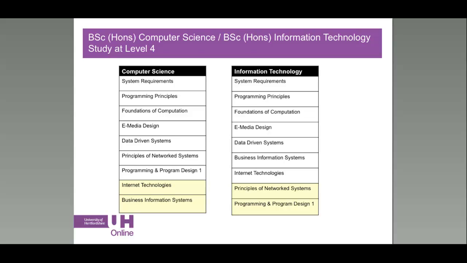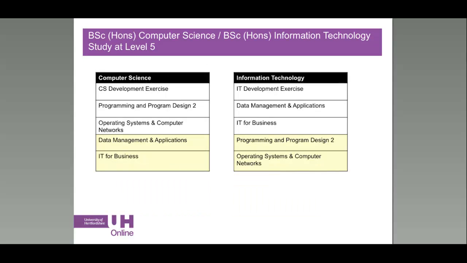You will study 120 credits at level 4, covering programming, principles of networked systems, foundations of computation, and also human dimensions of computation. At level 5, you will also study 120 credits. You will enhance your knowledge in programming and networks. You will also be introduced to databases and take part in a group software development exercise.